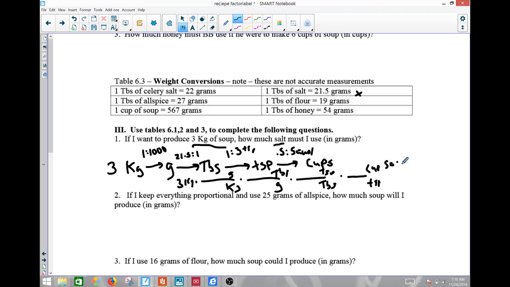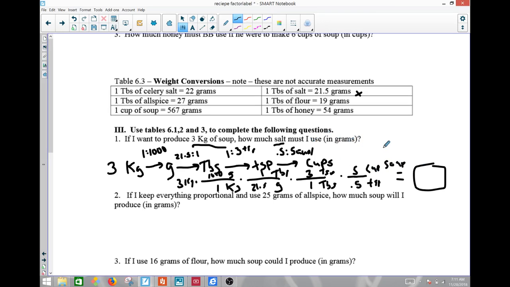I have all the equivalents you put right here. 1 kilogram is equivalent to 1,000 grams. In this case, this guy is saying 21.5 grams is 1 tablespoon. 3 teaspoons is 1 tablespoon. And 0.5 teaspoons is equivalent to 5 cups. And again, this is pretty long, okay? And in fact, I have one more step here. It wants it in grams.